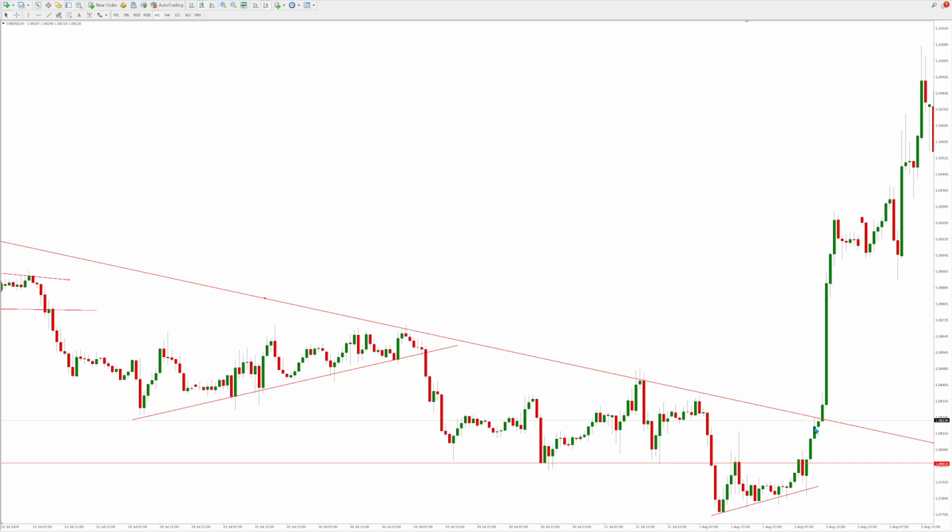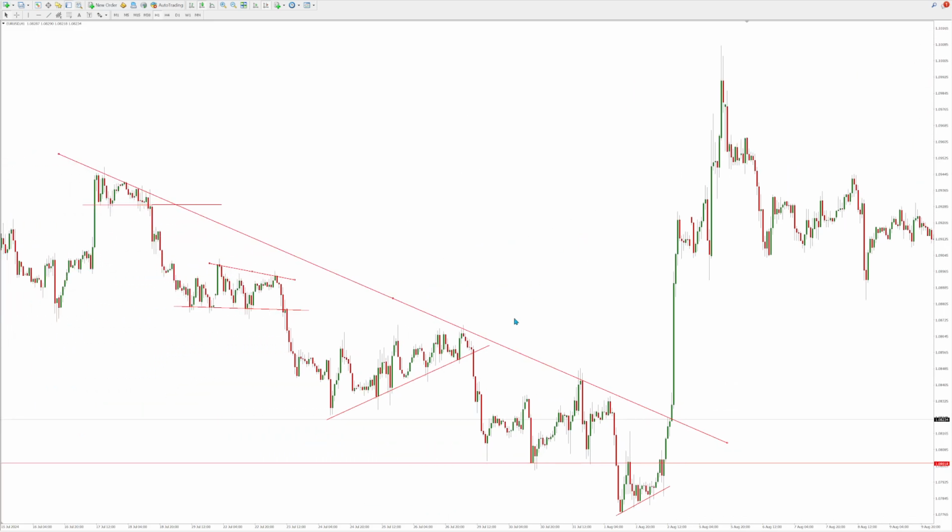So this would have been a good time to trade the bear trap trading strategy. Okay, very simple. Just need to find the downtrend on your chart.